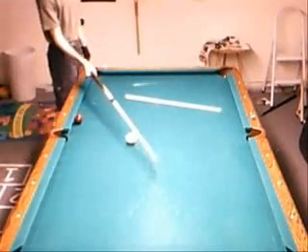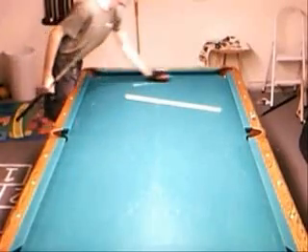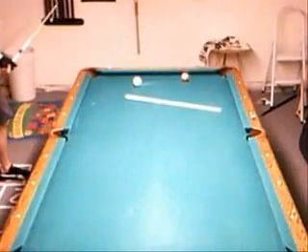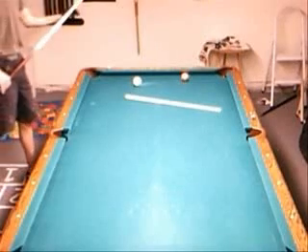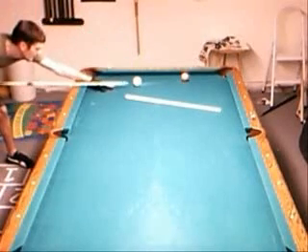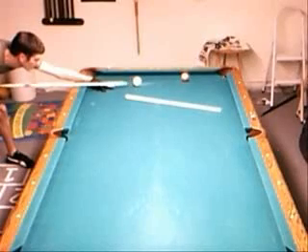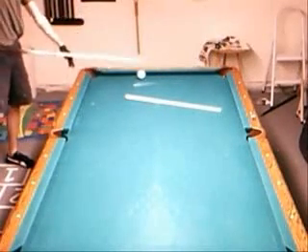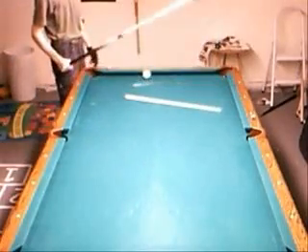And notice the difference after contact with the rail. In this third shot, I'm going to be using draw in combination with right English, and notice the difference in the path of the cue ball. It was in the complete opposite direction as our previous two shots.